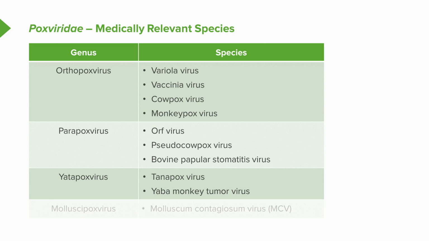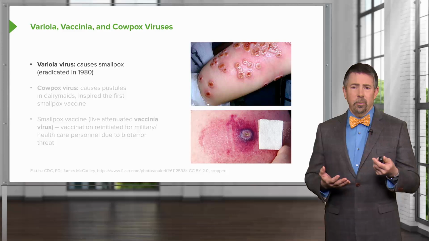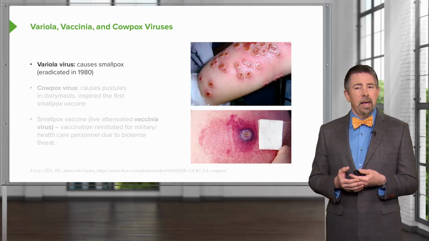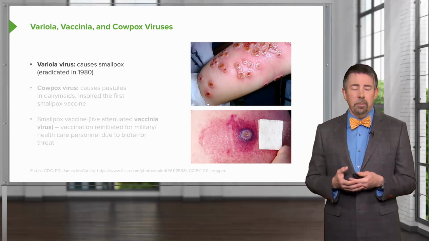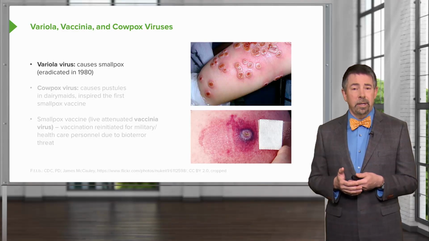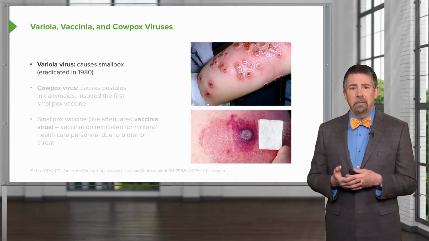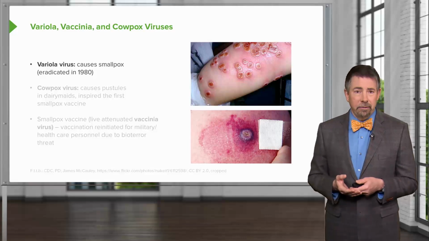But we do see the molluscipox virus, or the molluscum contagiosum virus, MCV, and we'll talk a little bit more about that at the end of this presentation. So let's start with the most prominent ones, the ones which occupy everybody's view and vision, both historically and in terms of current bioterrorist attack, and these are the variola, vaccinia, and cowpox viruses.